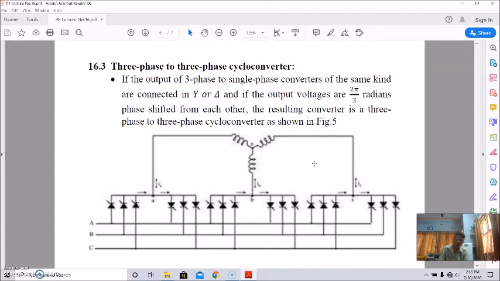Next we'll start a new topic, inverters. Basically, what are the different types of inverters, how they are classified, how they are operated, what is their operation strategy, etc. That will be discussed in the next class.